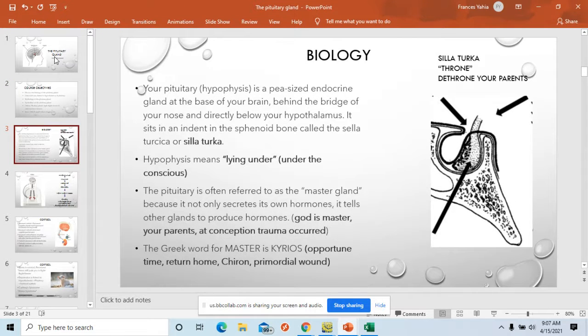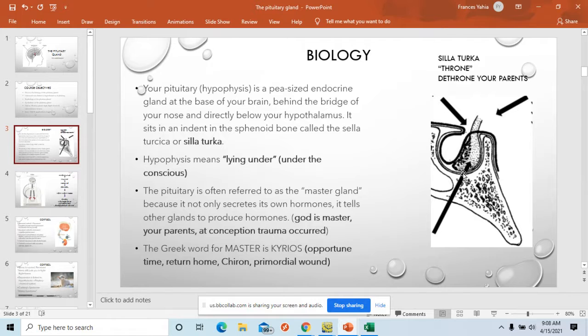So a little bit about the biology of the pituitary. The pituitary is also known as the hypophysis, and the hypophysis is a pea-sized endocrine gland at the base of your brain. It's behind the bridge of your nose and directly below your hypothalamus. And like I said, your hypothalamus actually directs your pituitary to let it know what hormones it needs to release, specifically in a stressful situation. If you see here, it looks like a little crevice, and it's seated in that curvature. And that's called the sella turcica or the silla turca.